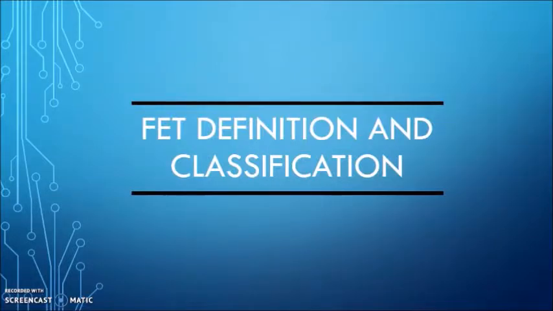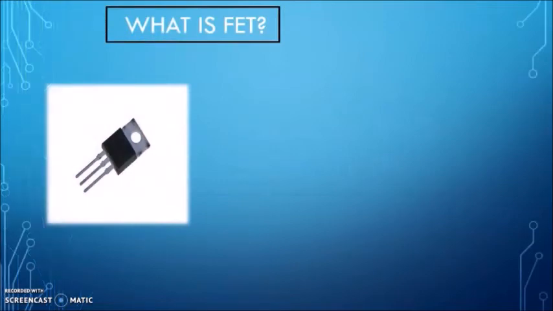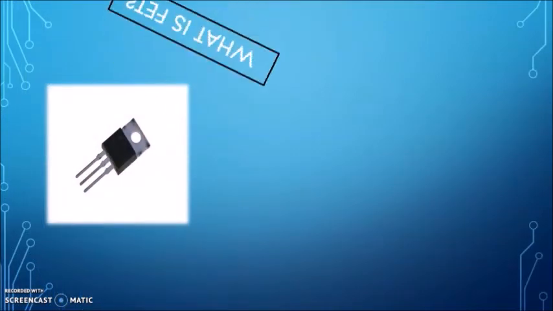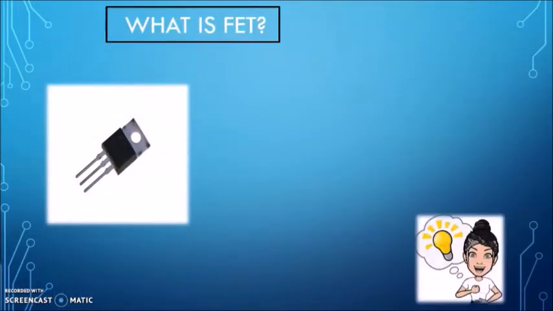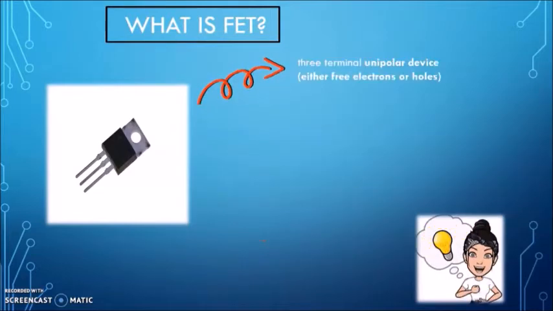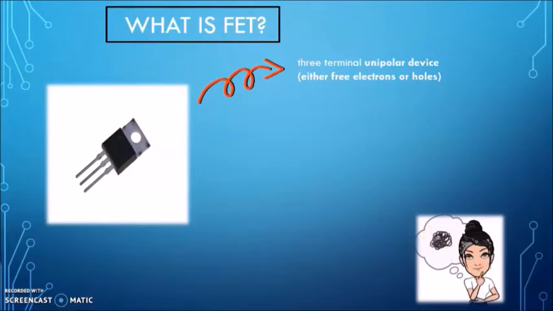Definition and classification of field effect transistor. So what is FET? FET is an acronym used for field effect transistor. It is a three-terminal unipolar device, using either free electrons or holes, in which conduction is manipulated with the help of an applied electric field.